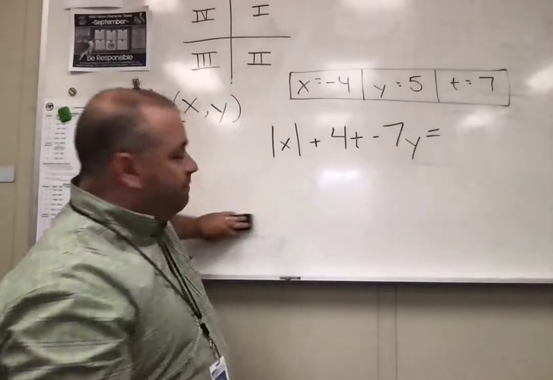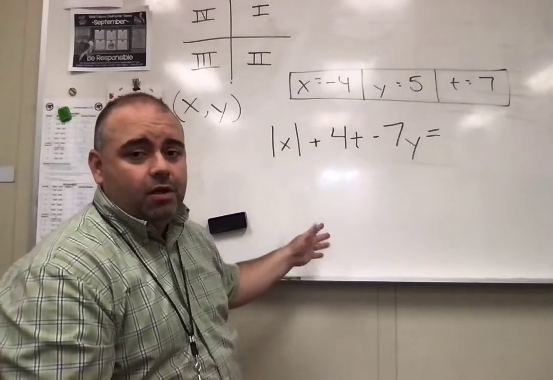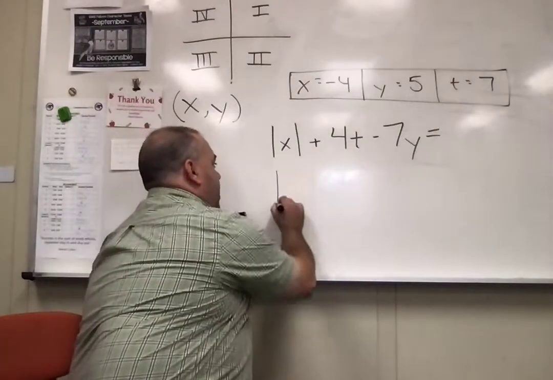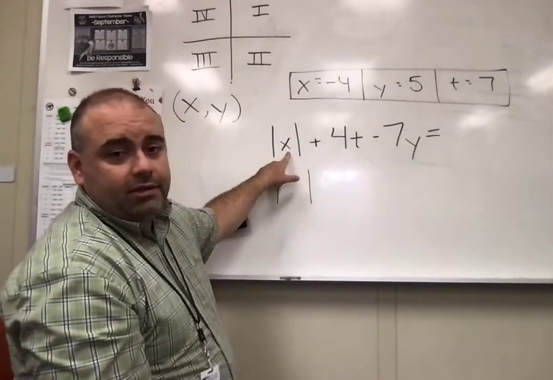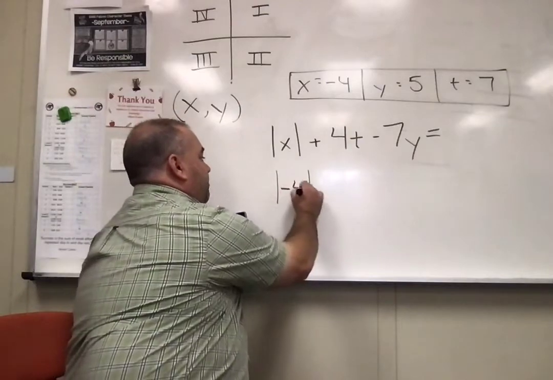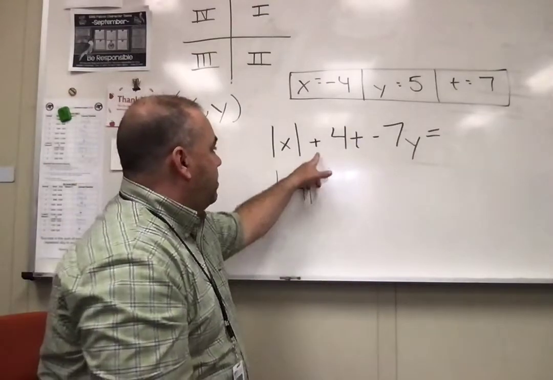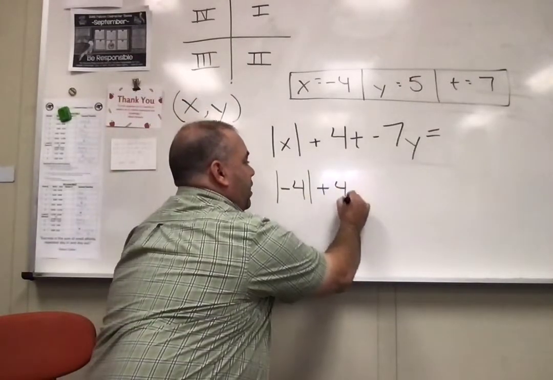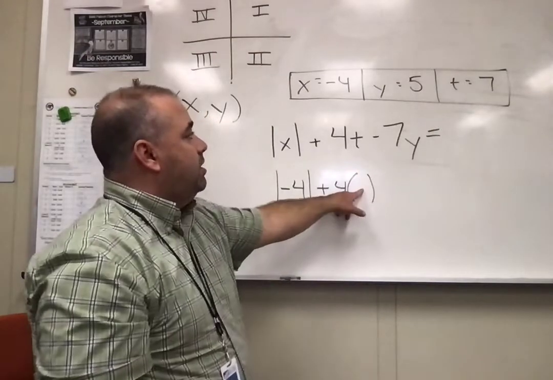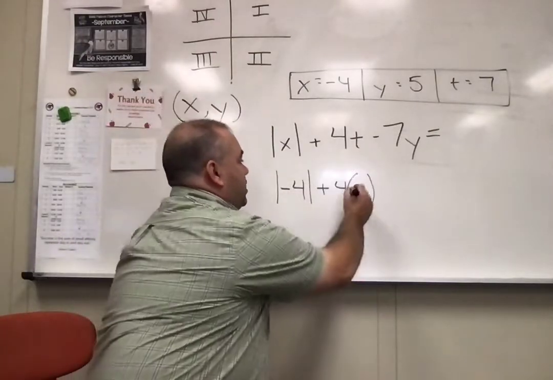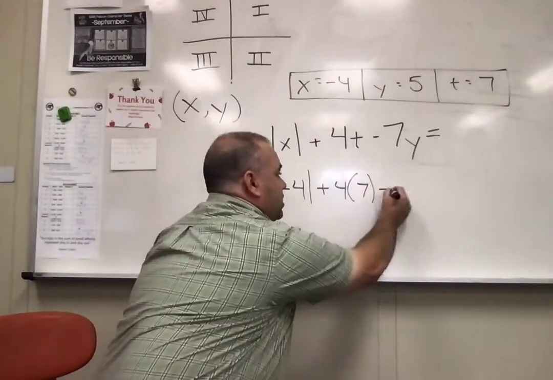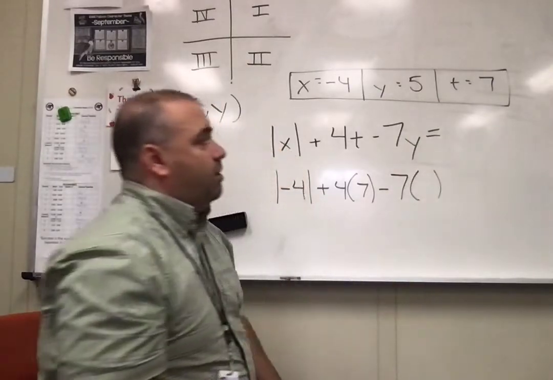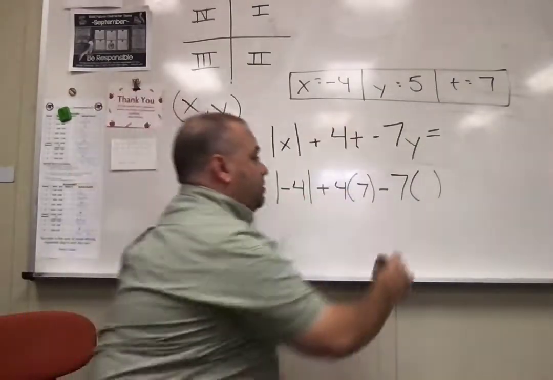So first thing I see is I'm just going to replace every letter with whatever it's supposed to be. So this is absolute value, so I write it down on my paper like this, and then I'm going to go absolute value of x is -4, so I'm going to go -4. I haven't done any work, I'm just putting it in there. My plus sign stays plus. My 4 times t, I said you can do a 4 and a parenthesis, so we stick a t in there. Our t right now is 7, so we're going to stick a 7 right there. And then we're going to go minus, copy the sign down. We got our 7, and another parenthesis for our y, and the y is going to be 5. So I'm going to plug that in.